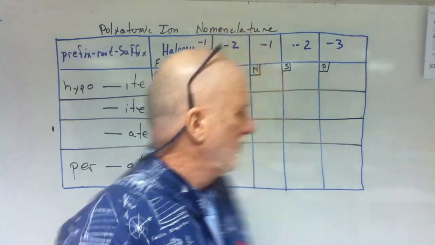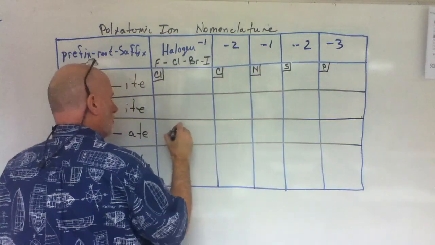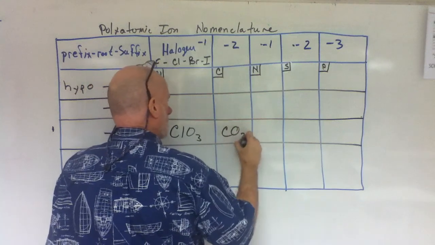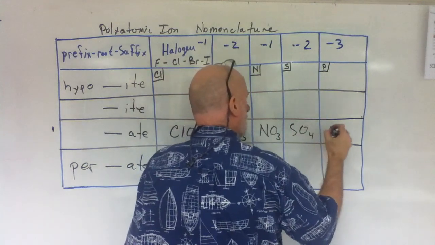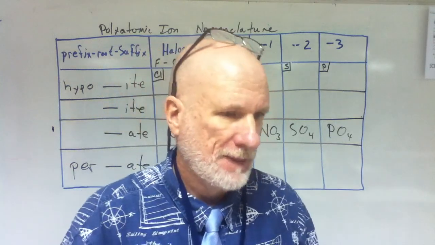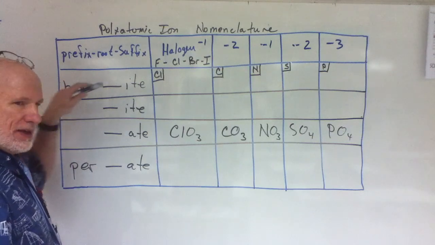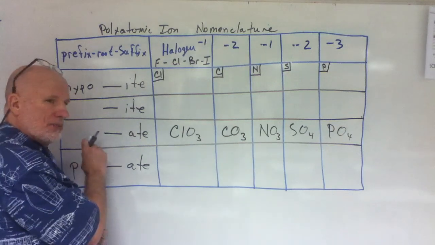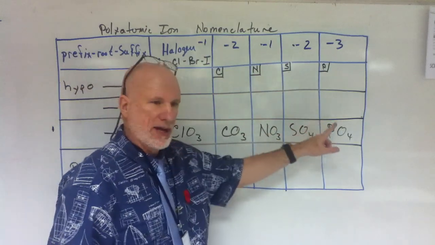and they did it. It was easy. You do the 3, this one here, the ate. You do chlorate, you do carbonate, nitrate, sulfate, and phosphate. Okay? Easy? Now, these are the suffix, prefix, suffix, suffix, suffix, prefix, suffix. So this has no prefix. So this would be chlorate, carbonate, nitrate, sulfate, phosphate.